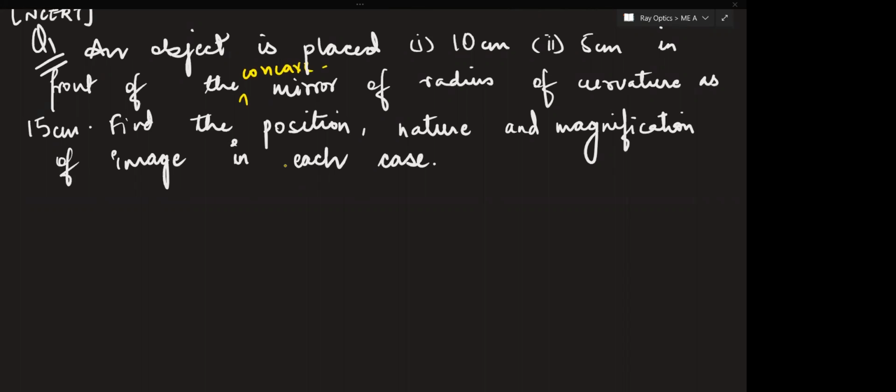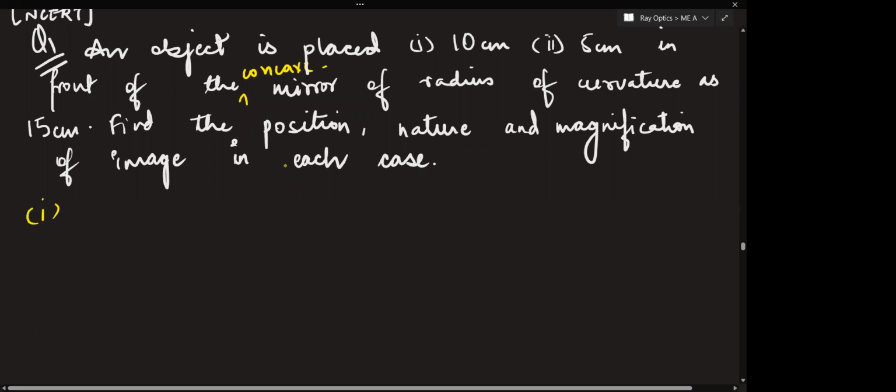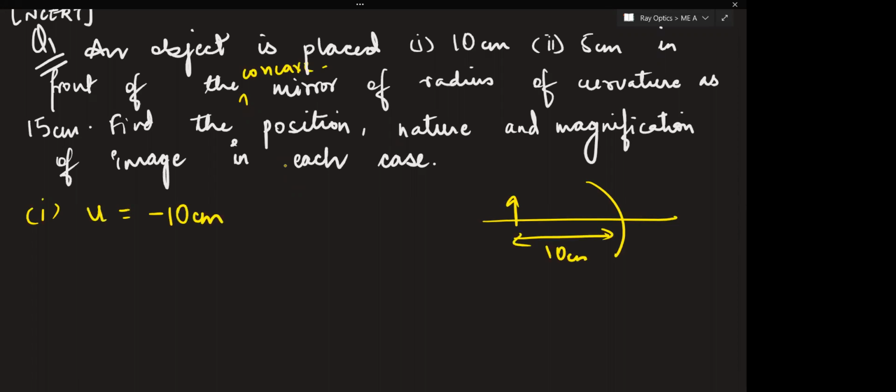Okay, so let's practice this question. This is a question from your NCERT only. An object is placed 10 centimeters. First part says 10 centimeters, second part says 5 centimeters. Let us take this 10 centimeters first. So the object is placed at 10 centimeters in front of a concave mirror. It means this is your object distance only. If this is your mirror, here is your object placed 10 centimeters. So we'll write object distance. Now this will be minus 10 centimeters.